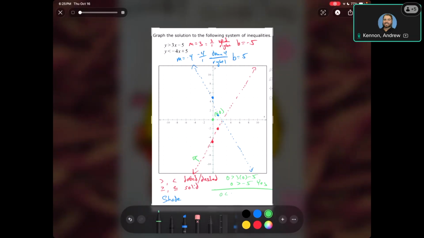So 0 is less than -4 times 0 plus 5. Is 0 less than 5? Yes. So I'm going to shade towards (0, 0). Again, if that other line wasn't there, I'd shade all of this towards (0, 0). If it was false, I'd shade over here. But okay, so now that tells me I need to be to the left of the red line and to the left of the blue line. So my shading area that is correct would be this area right here for both of them.